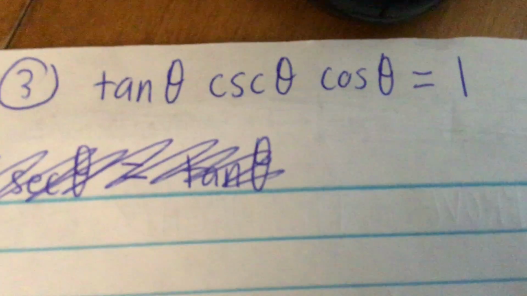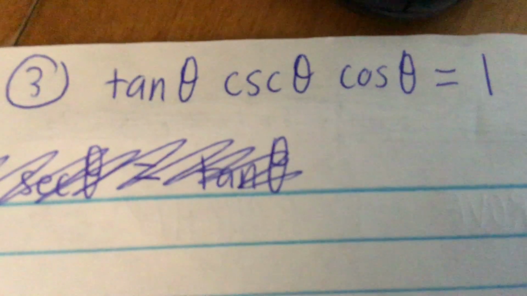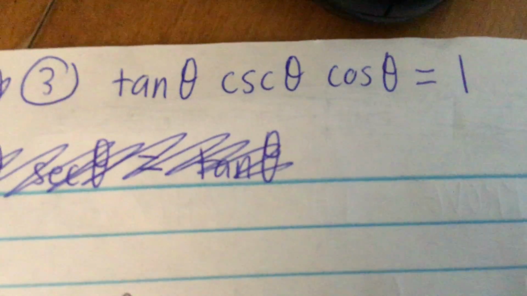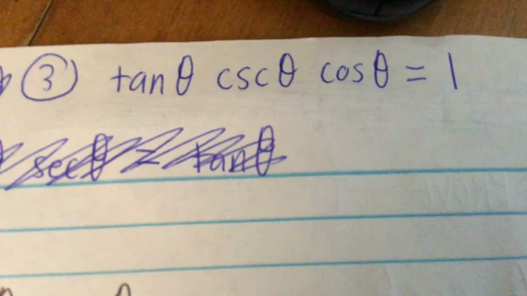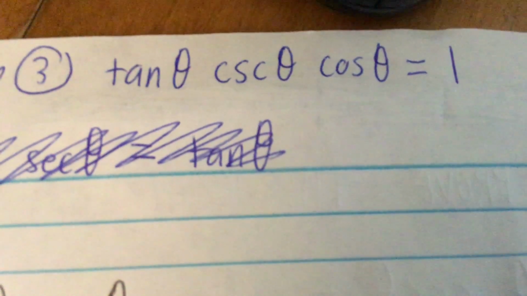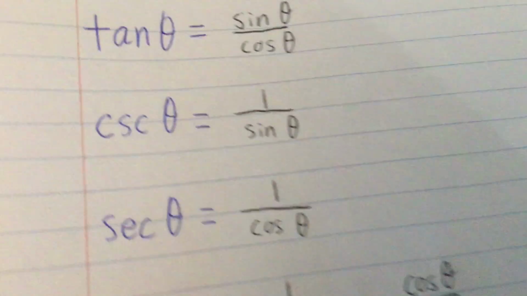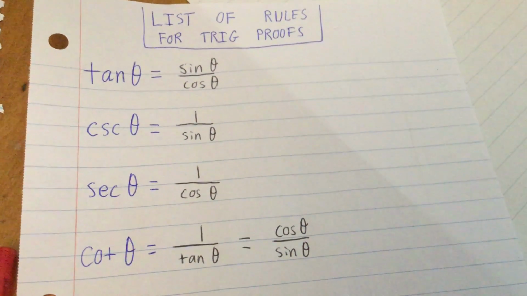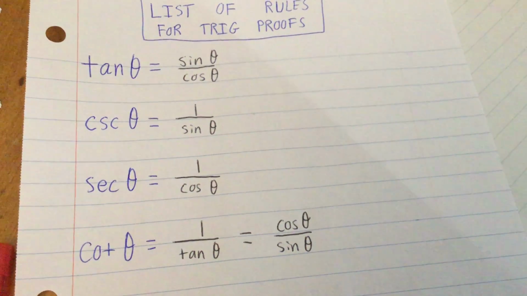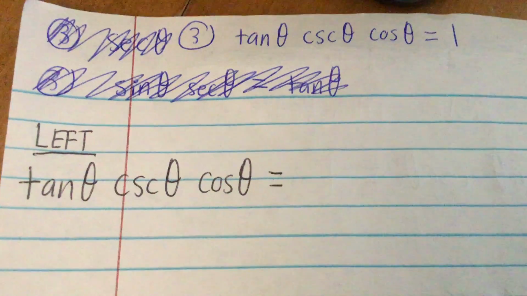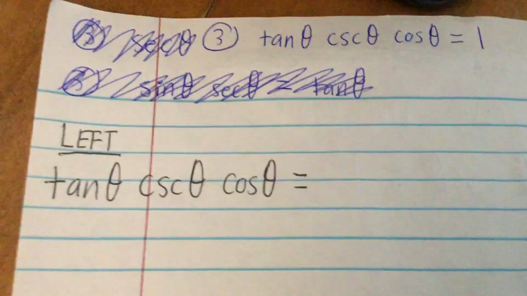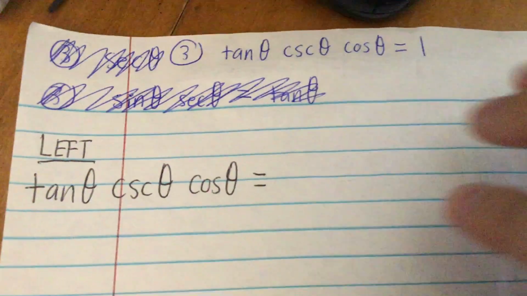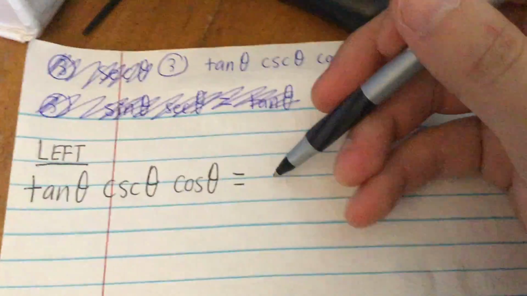Now I'm going to make it a little bit harder. Again, the outputs are still going to be 1. So rule number 3, tangent of theta, cosecant of theta, cosine of theta is equal to 1. So tangent times cosecant times cosine is equal to 1. Use these rules that help us navigate through and make the output equal to 1. So if you want to do this on your own, go for it. Okay, I assume you've paused the video and done this on your own.